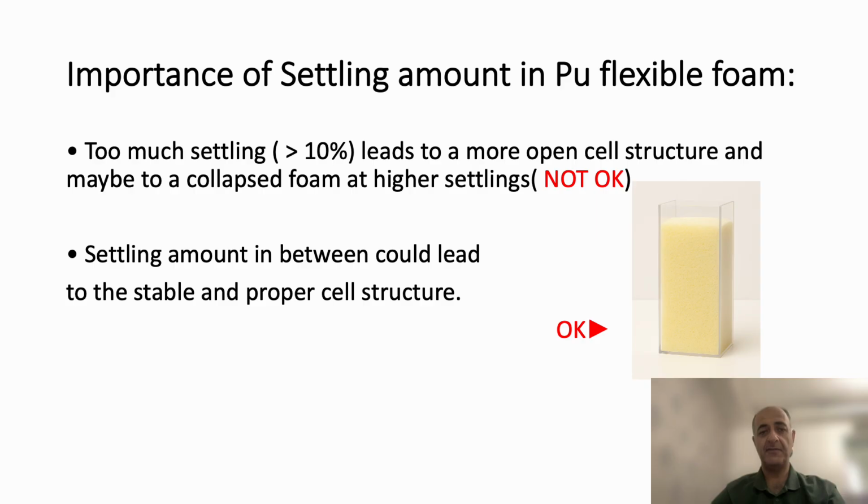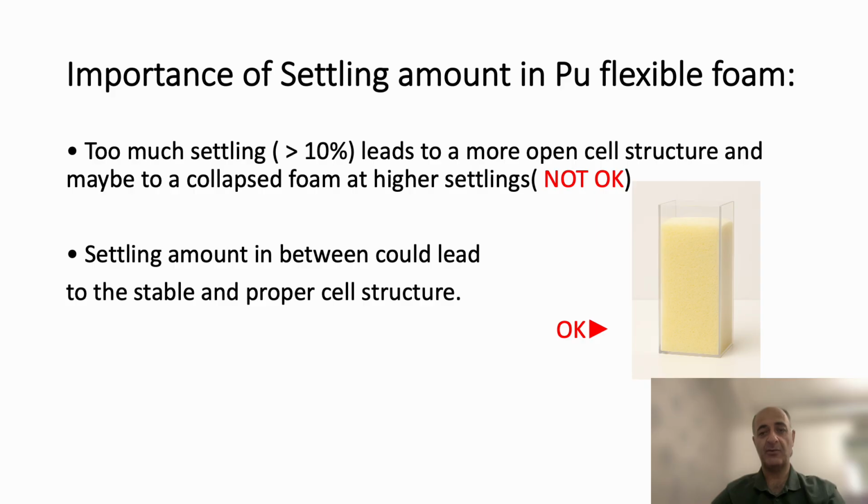From the other side, if the settling amount is too much, for example, greater than 10%, it leads to a more open cell structure and maybe to a collapsed foam at even higher settling amounts. This type of foam inside the mold could not fill the mold properly because it will collapse inside the mold and it is not okay for the production.